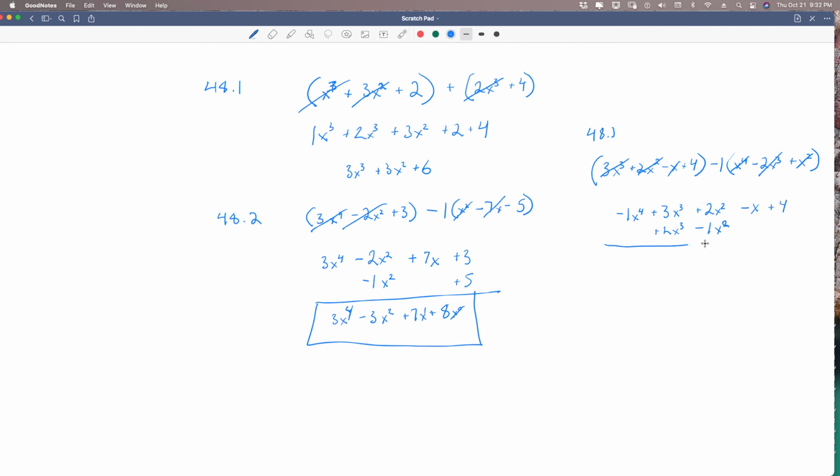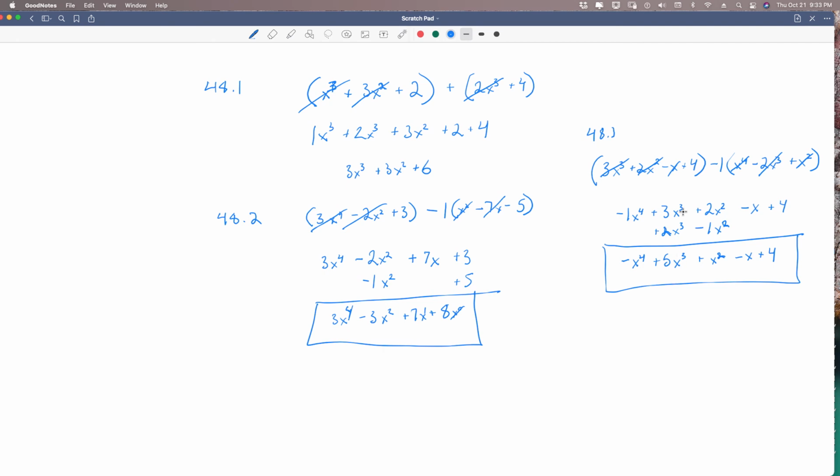Now I can draw my line. This is a 2. And I'm going to combine. When I do this, I'm going to drop my 1. This is a negative x to the 4th plus 5x cubed plus x squared, because 2 minus 1 is 1. I have my invisible 1. Minus x plus 4. And that would be my answer.